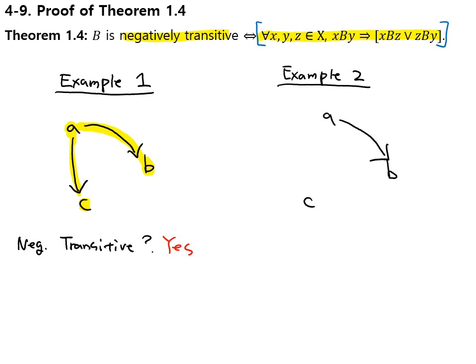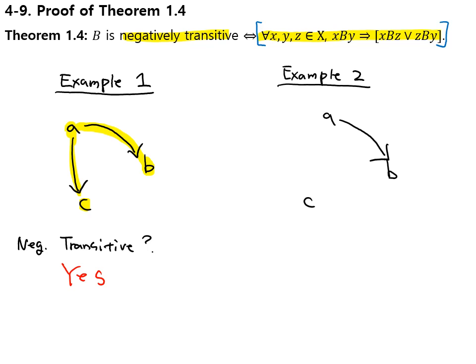Now again, we can't establish this yet. We have to check again. We can see that A is related to B. So in order for negative transitivity to hold, for the third element C, either A has to relate to C or C has to relate to B. But we can see that A is related to C, so it holds. Since that exhausts all cases, we can say that it is negatively transitive.